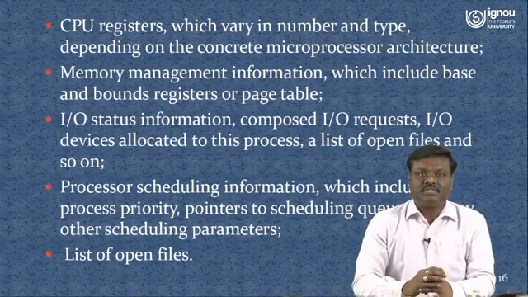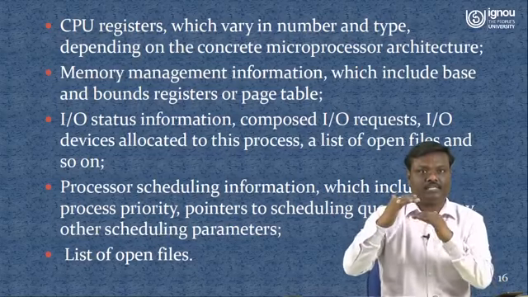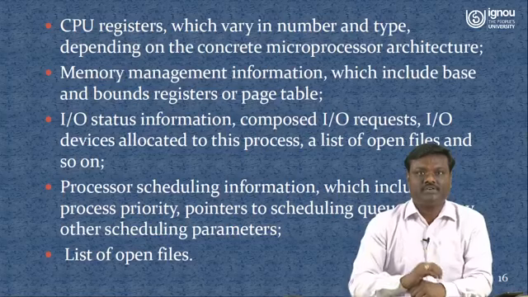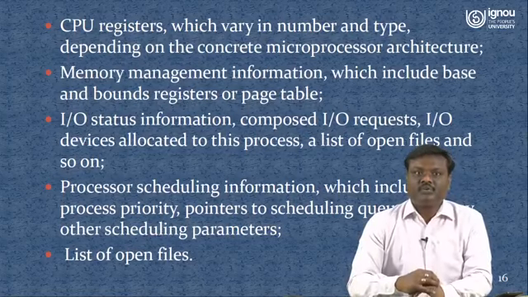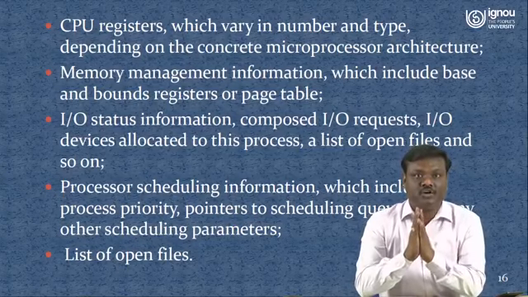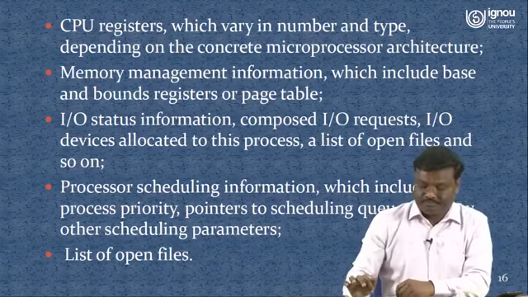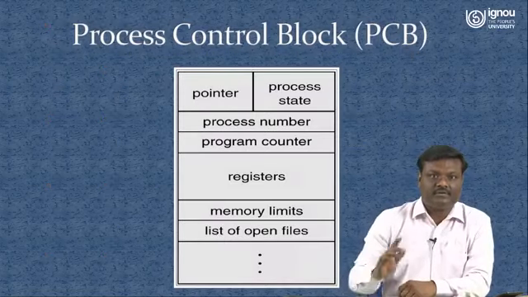CPU registers and the memory management information, which includes the limits like the upper bound and the lower bound of the process, everything will be registered. The IO status will be registered. Processor scheduling information will be registered. But not the least, the list of opened files. So along with this particular process, suppose 3 .dat files are being opened, that particular information is also stored in the PCB. So let us see it in the form of a figure.